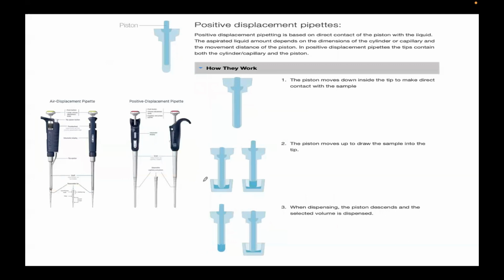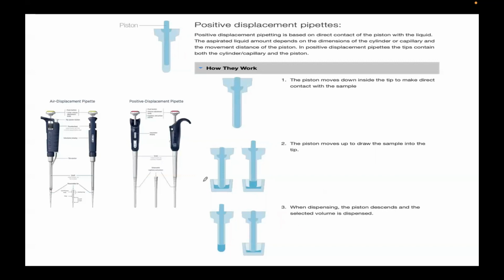So next, for the positive displacement pipettes, positive displacement pipette is based on direct contact of the piston with the liquid. The aspirated liquid amount depends on the dimensions of the cylinder or capillary and the movement distance of the piston. In positive displacement pipettes, the tips contain both the cylinder or capillary, and the piston. So how does this work?